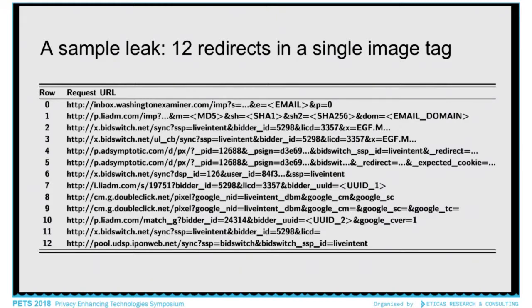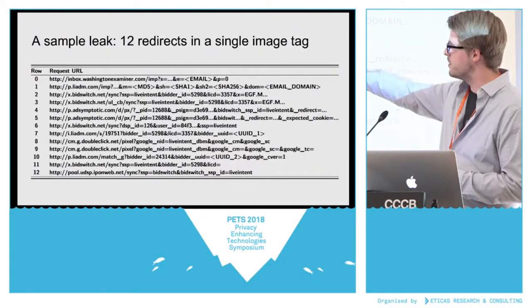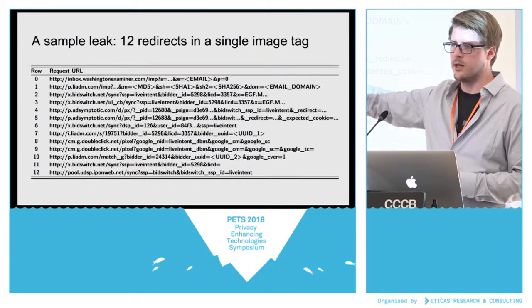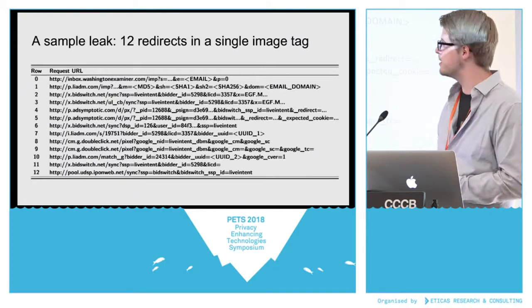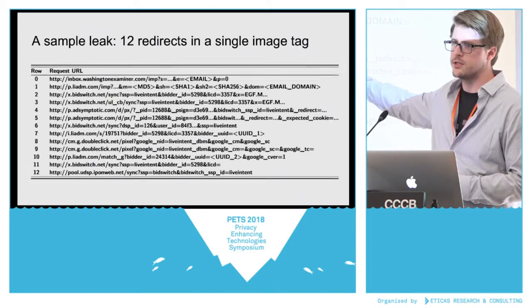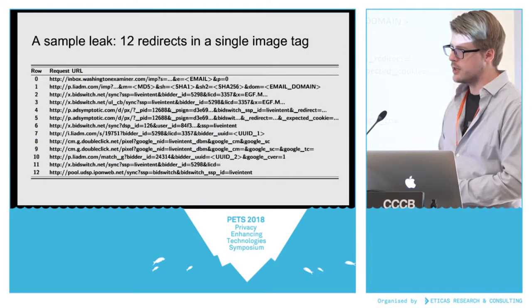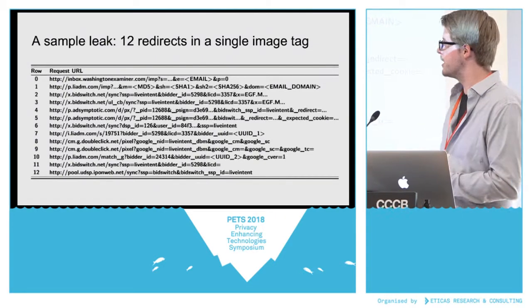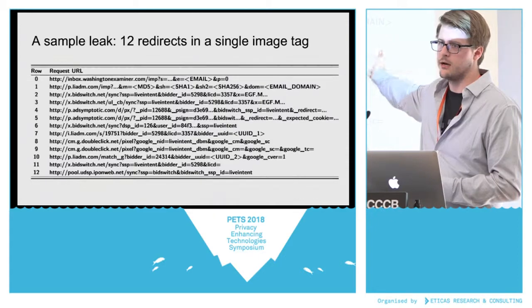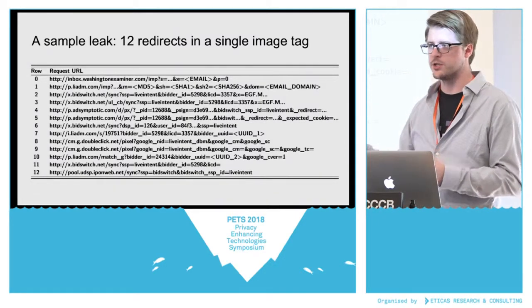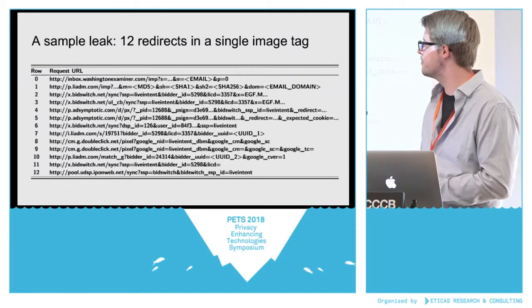So they actually needed more than just 12 redirects to do this. In this case, you see it redirect to this LIADM, which is a live intent domain, and it contains 3 different hashes of the email address. And we don't really know exactly why that is. My guess is it's something like they want to be able to link to data which may be coming in associated with one of those hashes.